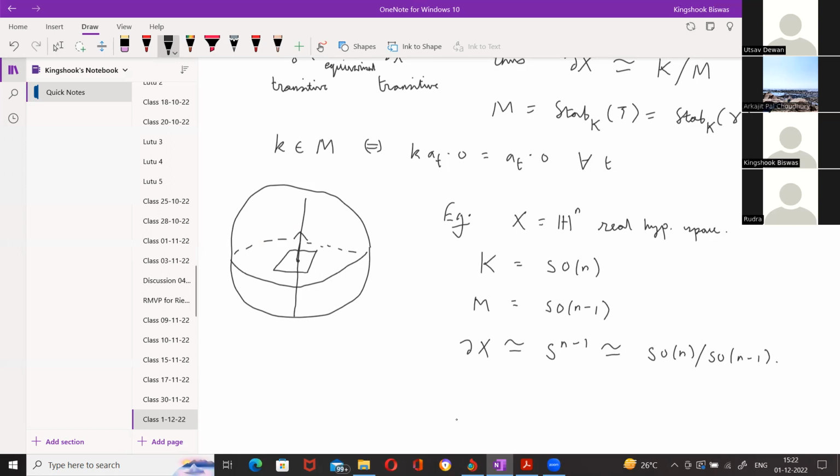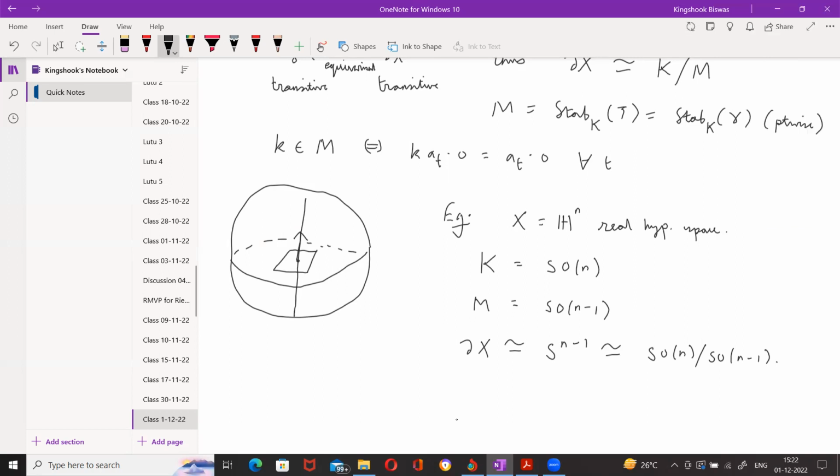This is more or less what I wanted to say. Any questions? So you will call this the visual boundary, right? Yes, it's called the visual boundary because it's in terms of geodesic rays. There are other boundaries like the Martin boundary, which is in terms of positive harmonic functions. Then there's also the Poisson boundary, which is in terms of bounded harmonic functions.